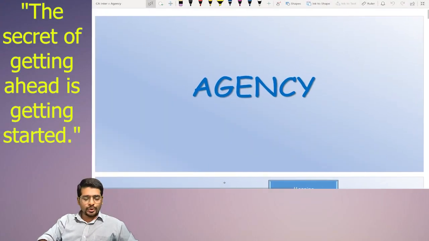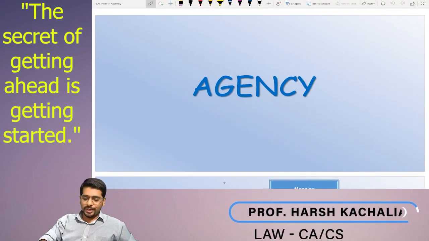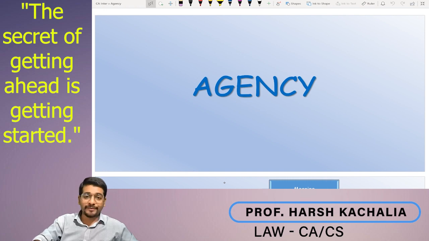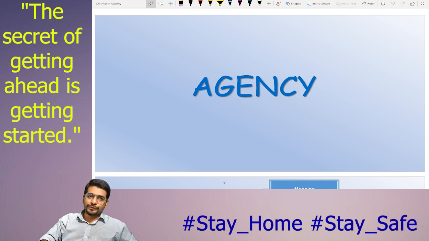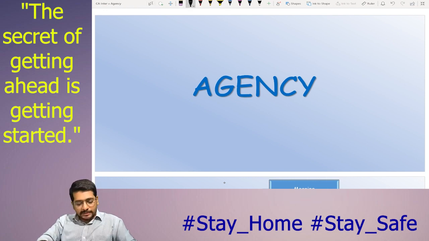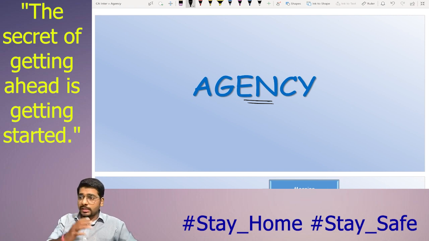Welcome guys to the new contract, and this contract is one of the most important ones, as I have said it numerous times. It is the contract of agency. In this type of contract, we have to learn about the different types of contracts of agency and the different types of agents.